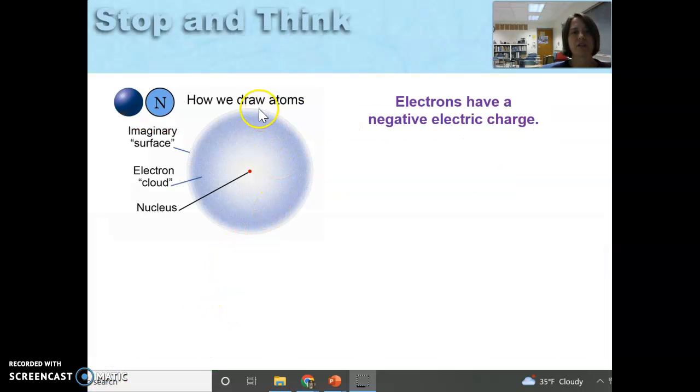Okay, so we've all seen pictures of atoms with little orbitals where the electrons are zipping around, and that's not really how electrons go. We tend to have this diffuse electron cloud, so this is a little bit more realistic.